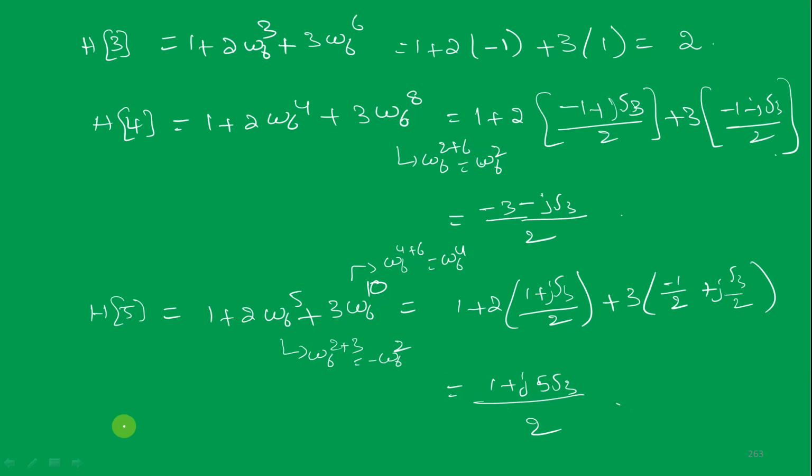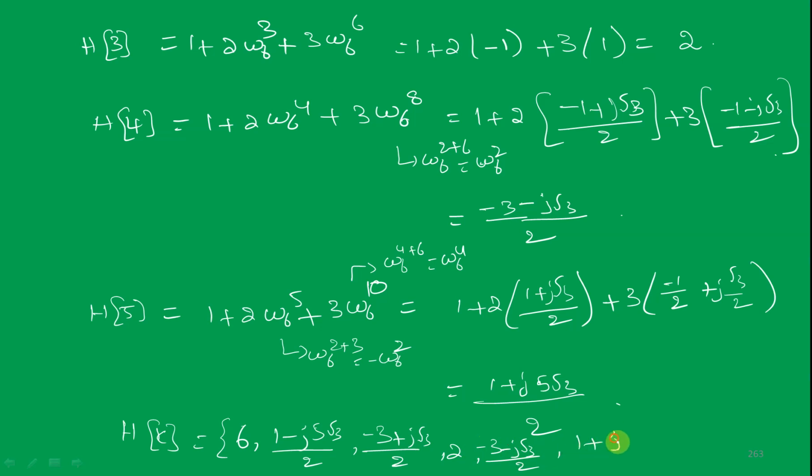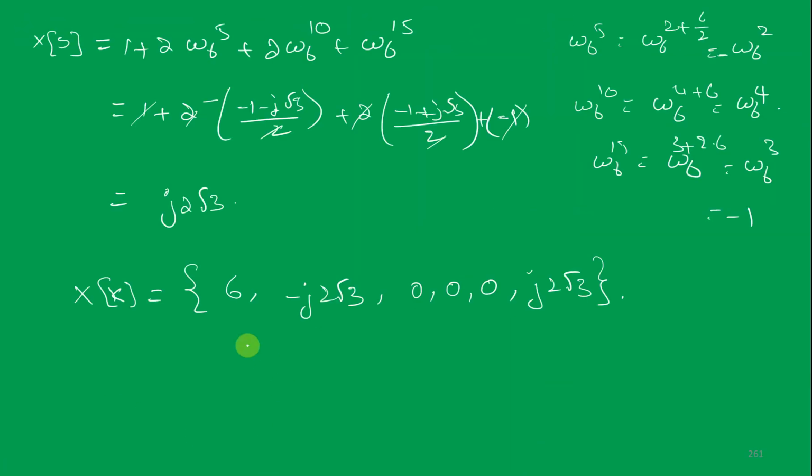Okay. So, now finally write the sequence here for H of k. What is that? That is nothing but 6, comma 1 minus j 5 root 3 by 2, comma minus 3 plus j root 3 by 2, comma 2, comma minus 3 minus j root 3 by 2, then 1 plus j 5 root 3 by 2. Okay. So, now this is H of k, and then this is nothing but X of k.